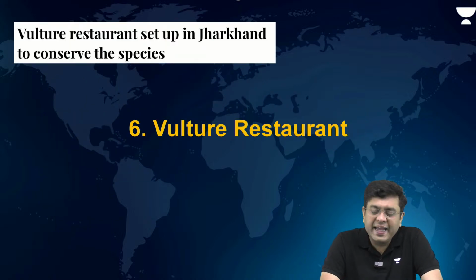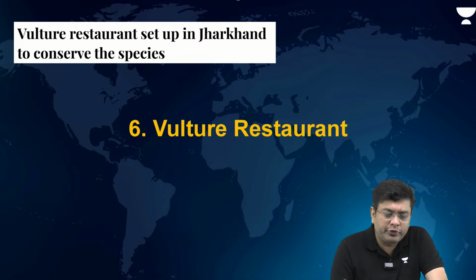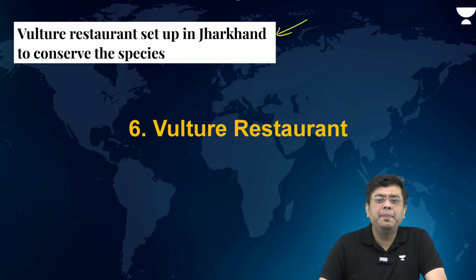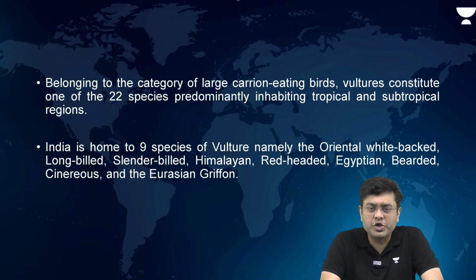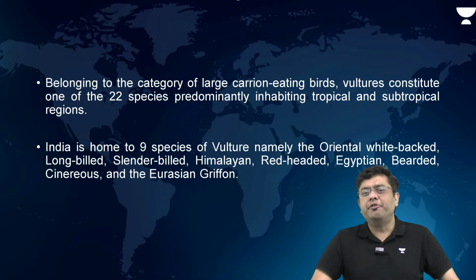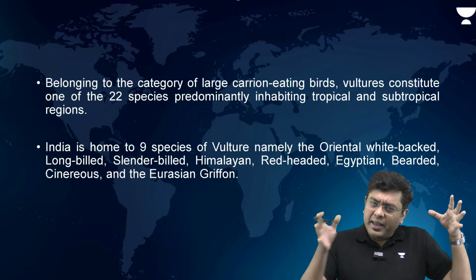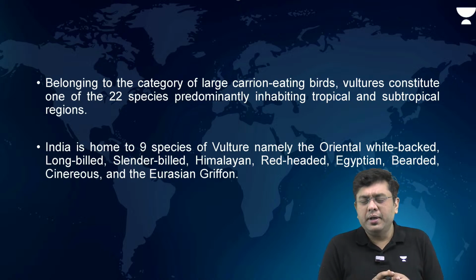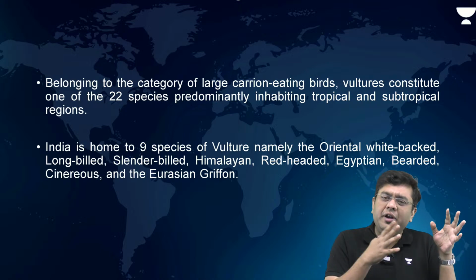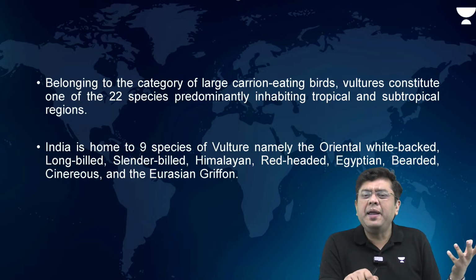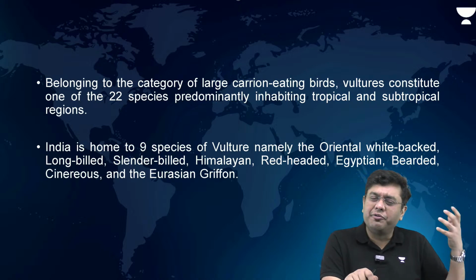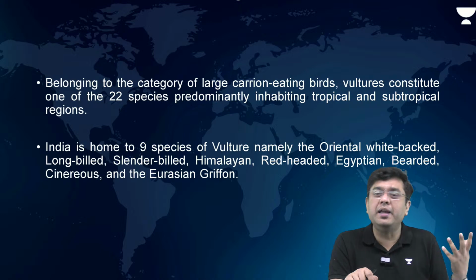Now, then Vulture Restaurant was also in news because Vulture Restaurant had been set up in Jharkhand for the conservation of species, right? Here, when we talk about Vulture Restaurant, this entire concept of establishing vulture restaurants, what is the principle behind it? So, in our subcontinental region, there has been an evidence of a large scale wiping out of the vulture population. Earlier, the vulture population in the region used to be very abundant.